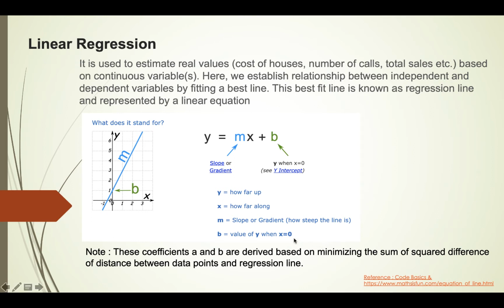So here y is equal to mx plus b. We can see y is how far up in the equation, and x is how far we have gone, and m is the slope or gradient, and b is the intercept. These coefficients m and b are derived based on minimizing the sum of square difference of distance between data points and regression line. We'll have a look into this in a little more detail in the next slides.